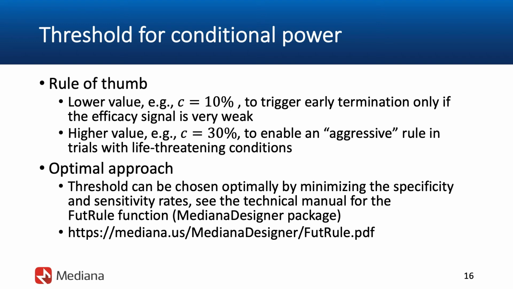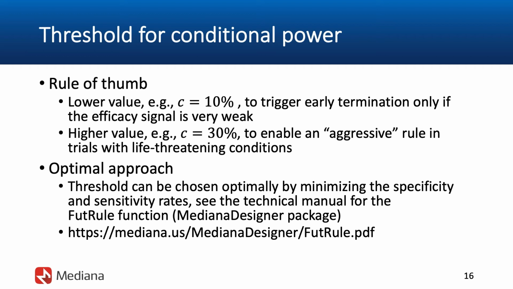The first bullet point is identical to what we discussed in part 5. We said at that time that it is common to use lower values, denoted here by C, for example, C of 10%, in general clinical trials, general randomized studies, because in this case, early termination would be triggered only if the efficacy signal is very weak. However, there may be some exceptions, and in clinical trials that are conducted for life-threatening conditions, it may be more clinically meaningful to consider higher values for this threshold that could be perhaps as high as 30% that will support a more aggressive, quote-unquote, rule for futility assessments.